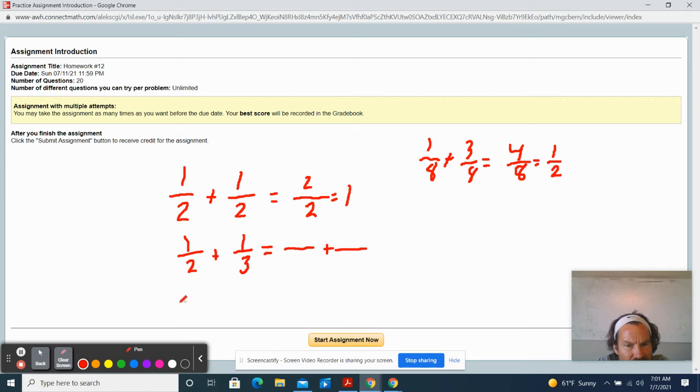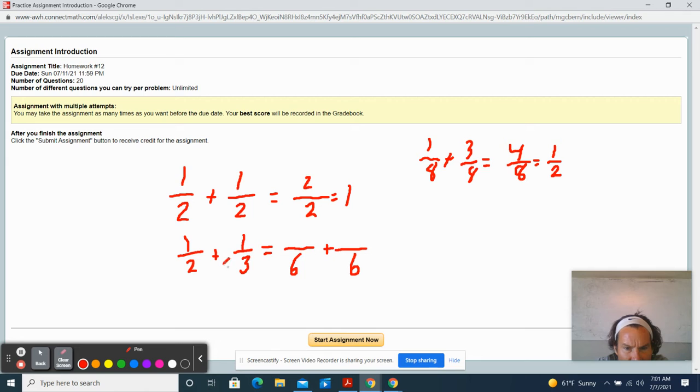Well, what number do we get to first? 2, 4, 6, 3, 6. So we get to 6, which just so happens to be 2 times 3. And that's just a coincidence. We don't always multiply these two numbers together. But as a last resort, if we can't find any common multiples, we multiply these numbers together and we get a common multiple, but sometimes it's not the least common multiple.